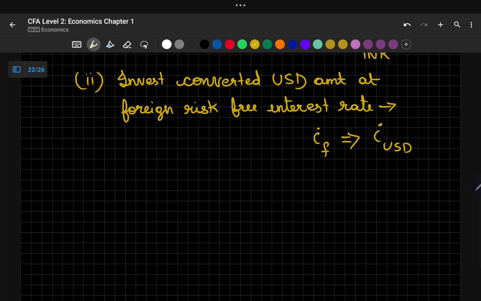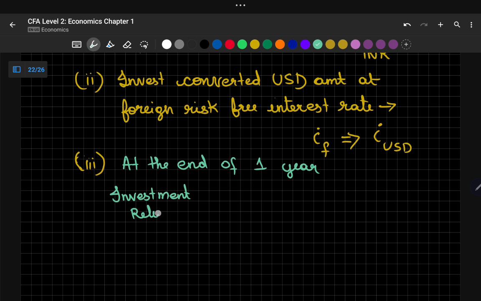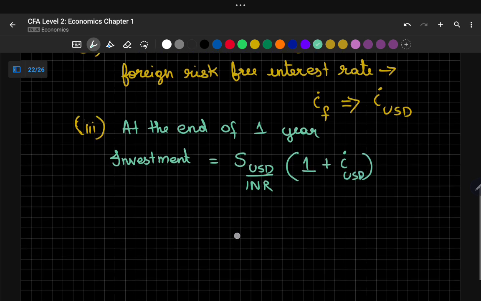Okay. Now, once he has invested it, after 1 year, what will be his return? At the end of 1 year, that is the investment period, the investment return would be equal to, first we had converted the Indian rupee to USD, right? So that's why the spot exchange rate is taken. That would be in USD terms, because the base currency or the domestic currency is INR, so the exchange rate would be denoted in terms of the price currency. So here the spot rate would be denoted in USD. So that amount into 1 plus the foreign interest rate, that is the USD interest rate received from the USD investment.